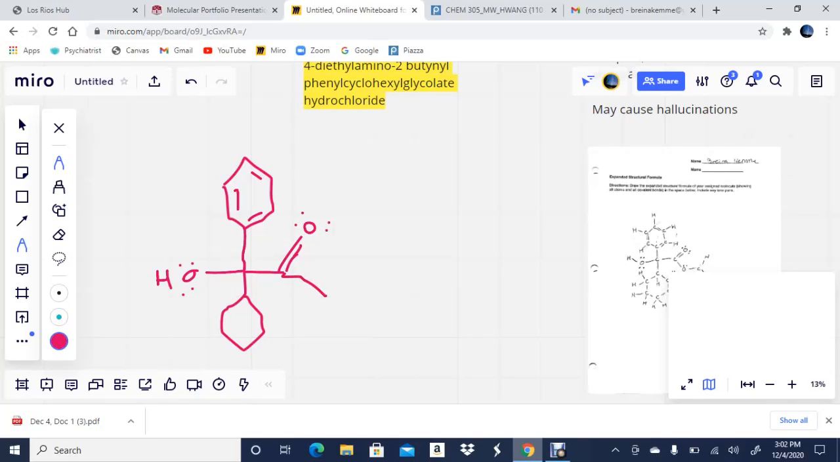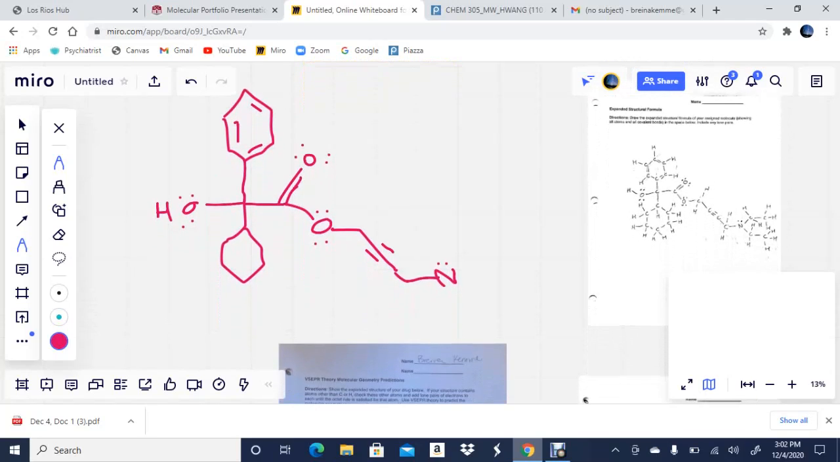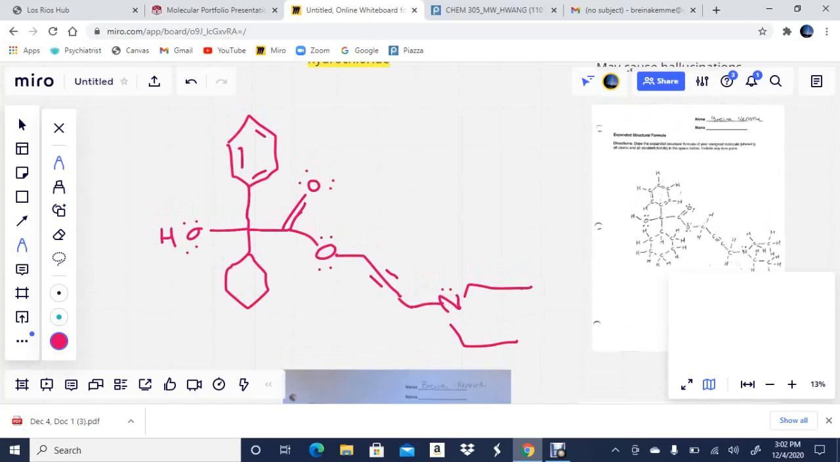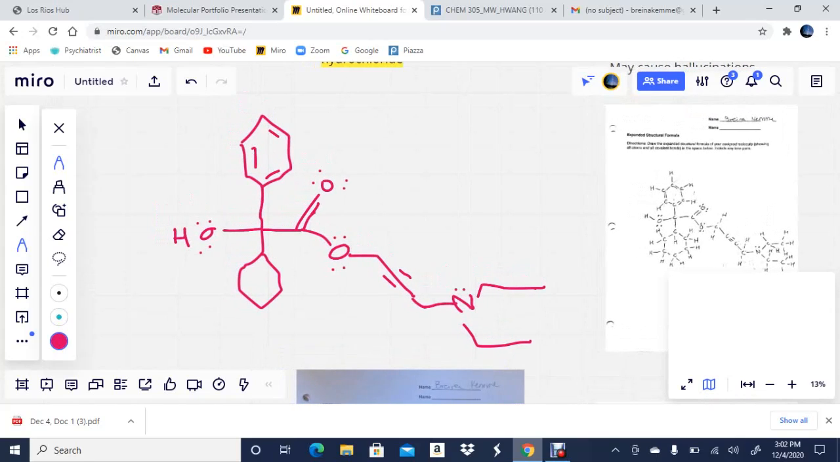That carbon will also be bonded to another oxygen. There'll be two lone pairs on that oxygen. And there's going to be a couple carbon bonds here, carbons bonded to other carbons. And then a carbon will be bonded to a nitrogen. There are some hydrogen bonds on here, it's just they're not shown. And then off of that nitrogen, there's some more carbon and hydrogen bonds. So this is a line bond structure of Ditropan or oxybutynin.